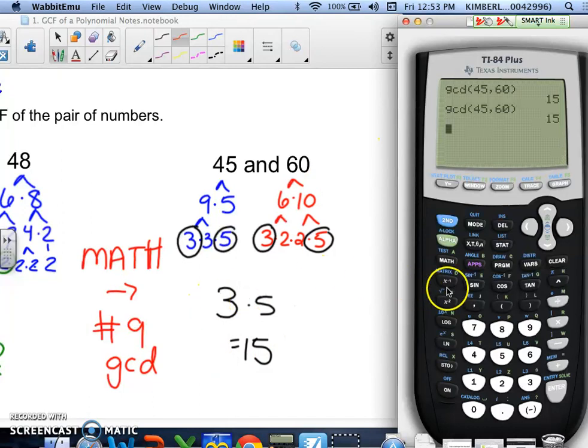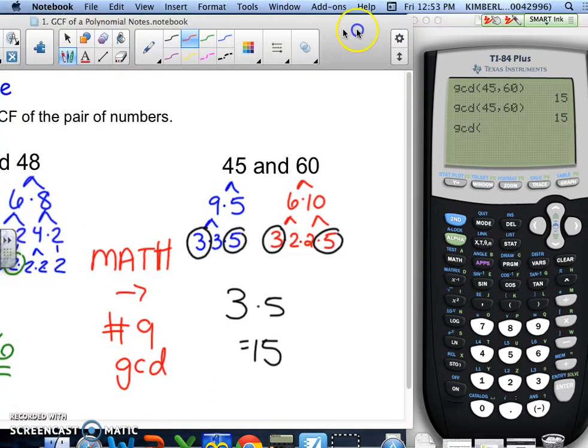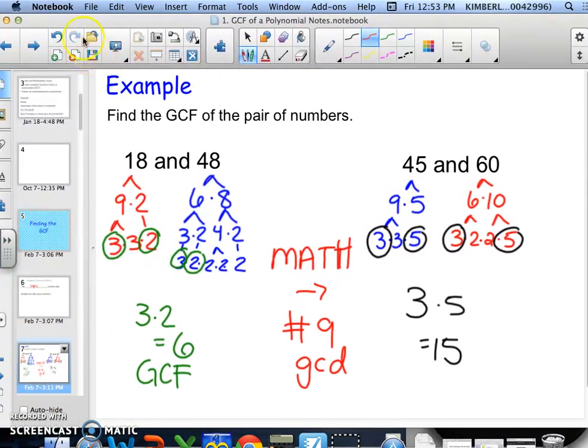Again, those steps are math. Go over, and you can press 9, and it will come up for you, or you can scroll down to number 9. And again, you type in your two numbers with the comma in between. So it works most of the time, but not all of the time. All right, so now let's look at some more examples.